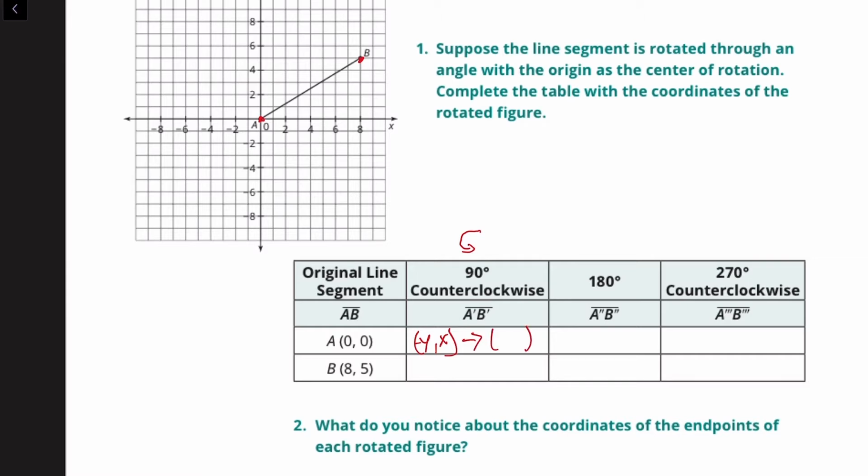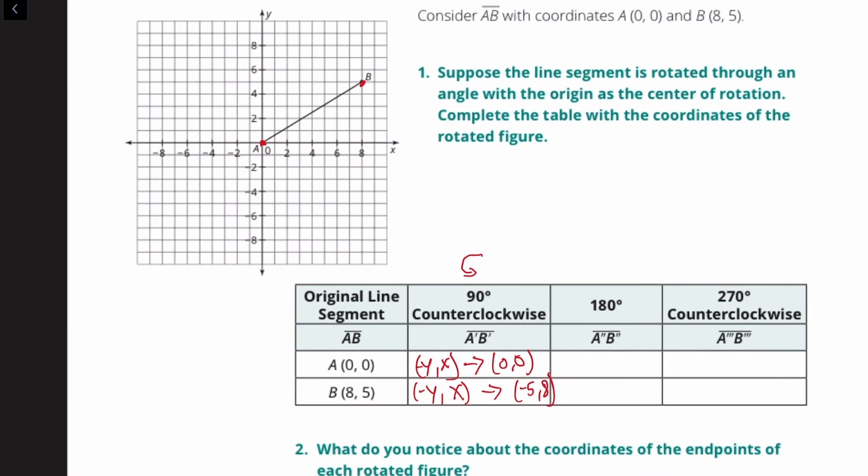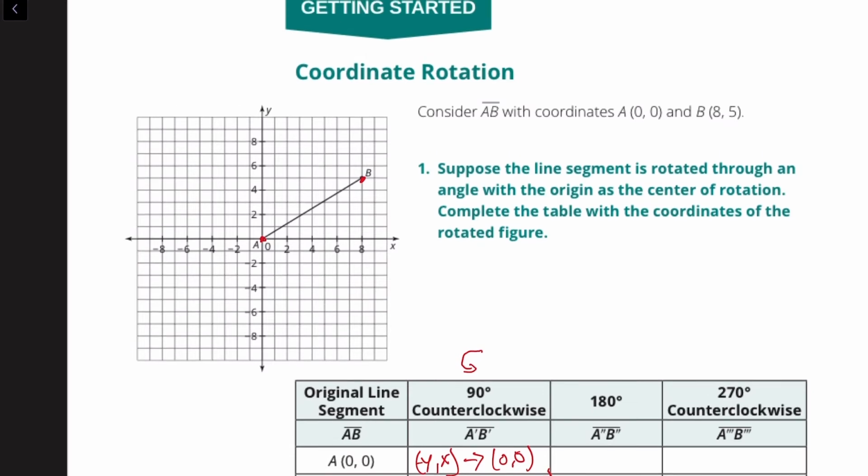So if our numbers are 0 and 0, then whenever we swap 0 and 0, it stays 0, 0. And whenever we swap the 8 and 5, negative y comma x, that's going to make negative 5 comma 8. Let me put a dot for those so that you see what it looks like. 90-degree counterclockwise rotation makes negative 5, 8. And then let me connect that down to the bottom line.